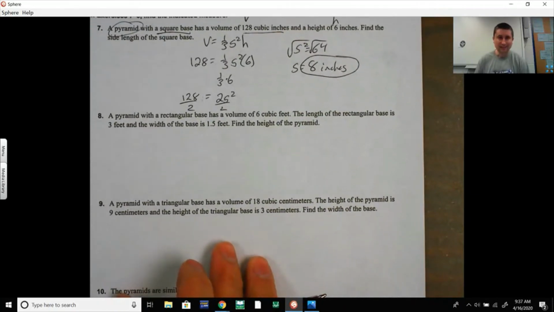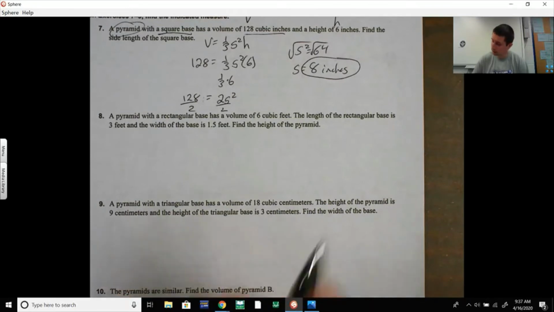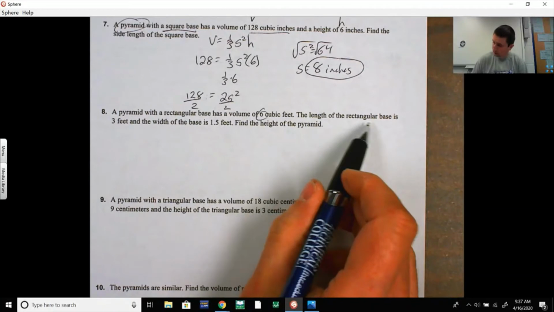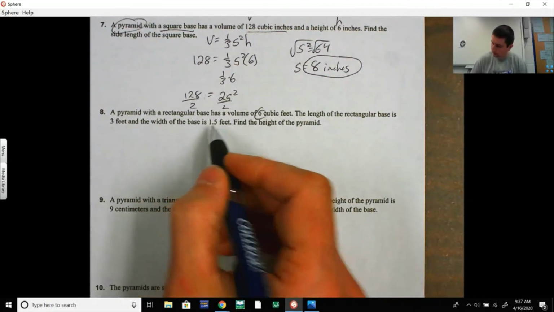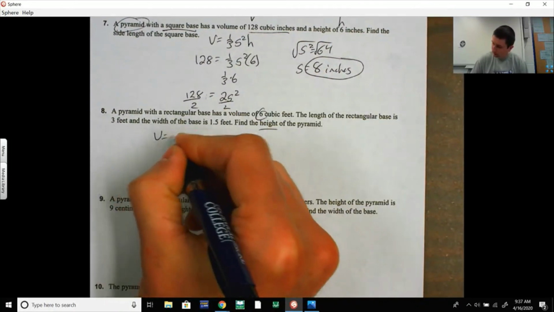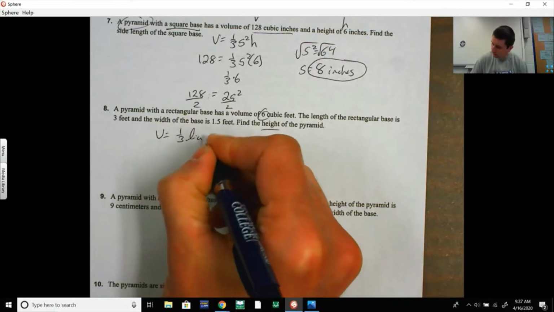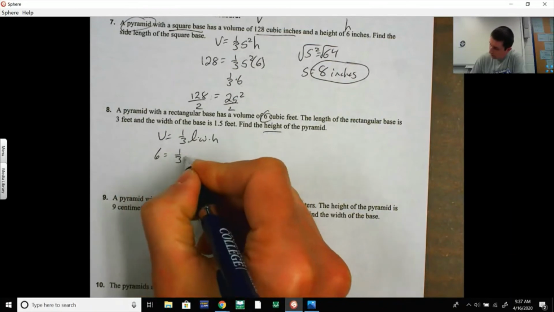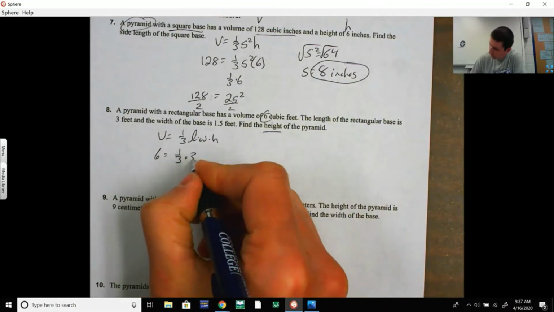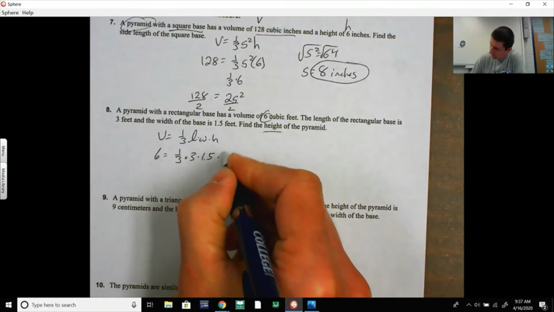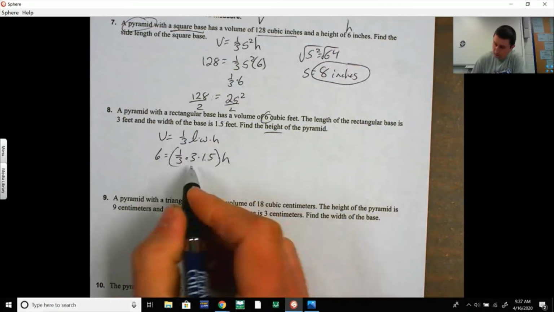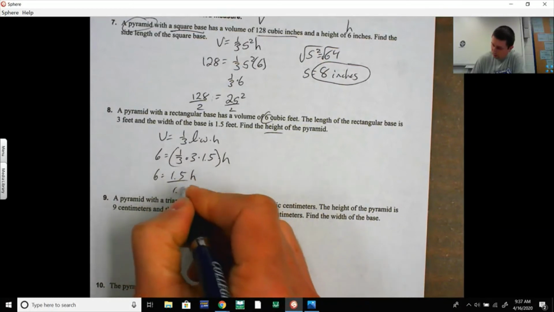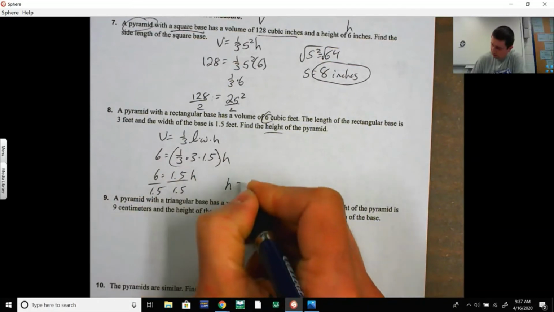Number 8. A pyramid with a rectangular base has a volume of 6 cubic feet. The length of the rectangular base is 3 feet and the width is 1.5 feet. Find the height. So volume is 1/3 length times width times height. The volume is 6. 1/3 times 3 times 1.5 times height. So 1/3 times 3 times 1.5, that would end up being 1.5h. Divide by 1.5, and you'd get height to be 4 feet.